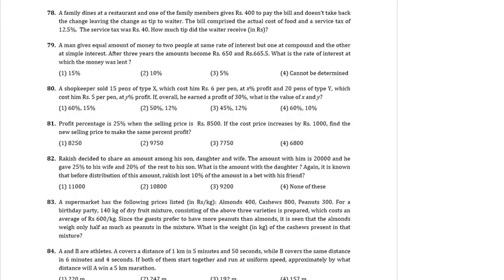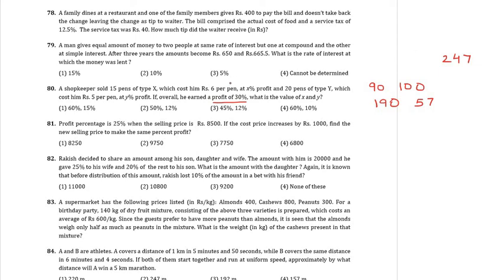Let's have a look at question 80. A shopkeeper sold 15 pens of type X which cost him rupees 6 and 20 pens of type Y which cost him rupees 5. So the cost of the first pen was 90, the cost of the second was 100. So his overall cost was 190. He earned an overall profit of 30%. 30% of 190 will be 57. So his total revenue was 247.